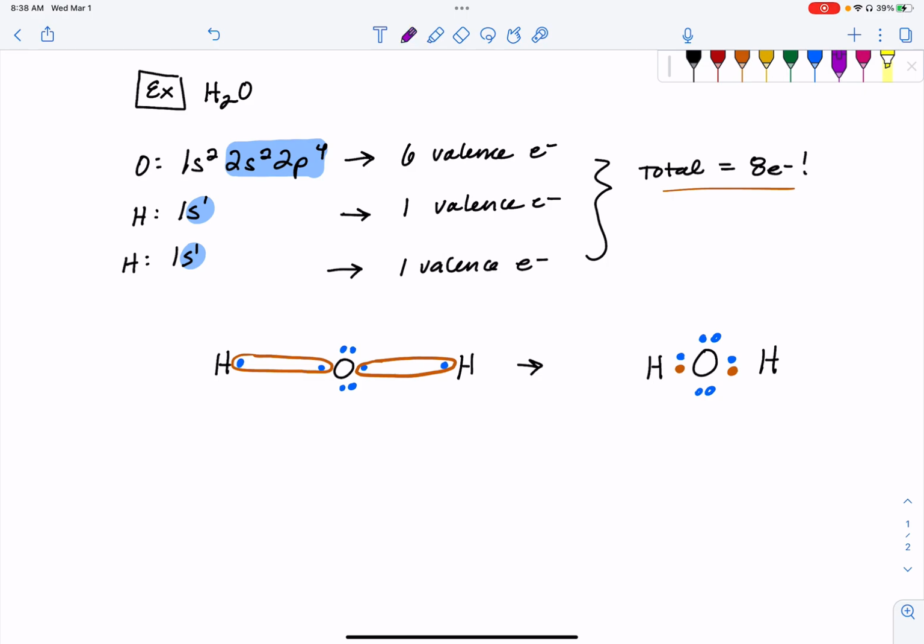So by forming these shared valence electrons, we have created a covalent bond between each of our hydrogens and the oxygen atom.